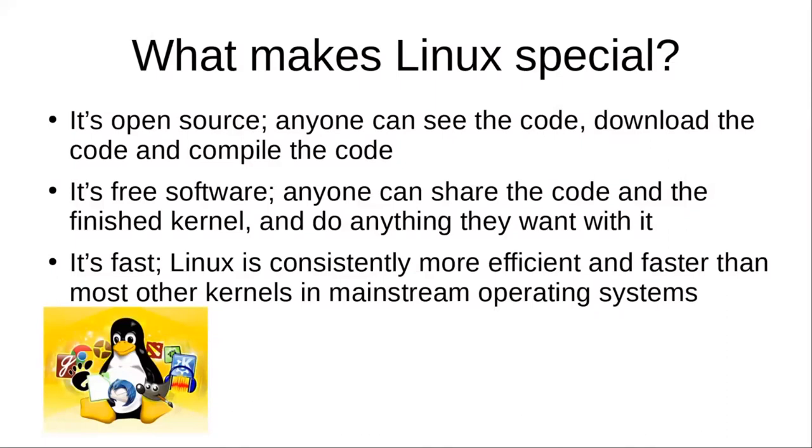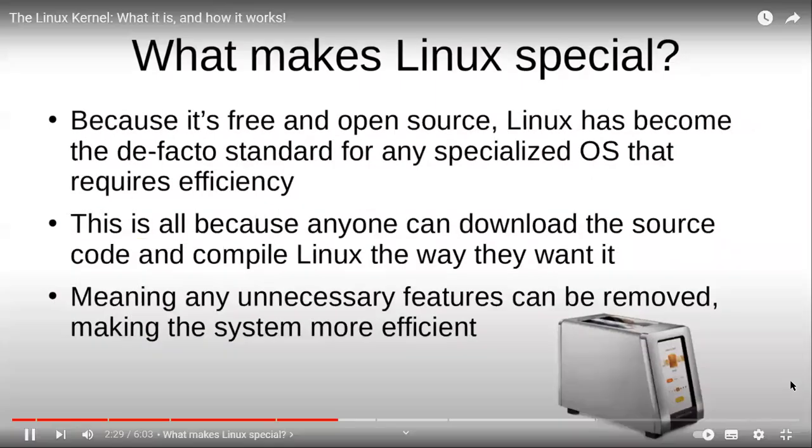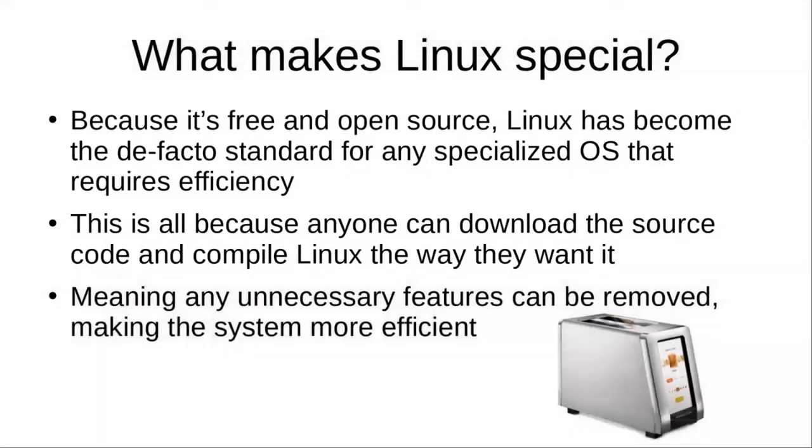Linux is consistently more efficient and faster than most other kernels in mainstream operating systems. The reason it is so fast is because it's free and open source. You see, Linux has become the de facto standard for any specialized OS that requires efficiency. And this is all because anyone can download the source code to Linux and compile it the way they want it. This means that any unnecessary features can be removed, which makes the system more efficient.